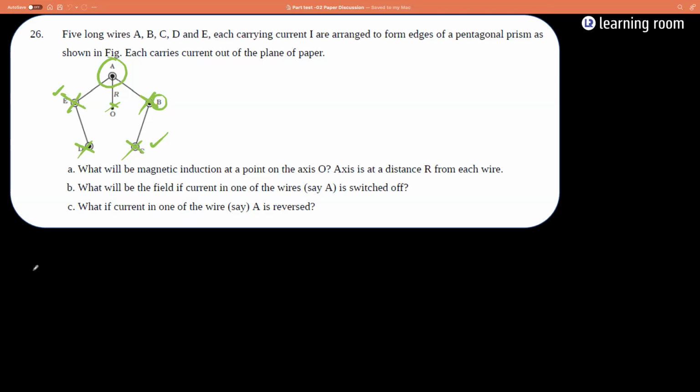So what is the magnetic field due to a straight current carrying conductor at a distance R from it? Mu naught I divided by 2 pi into capital R. Sir, how will E and B get cancelled? They're not in a straight line. E and B isn't a straight line.